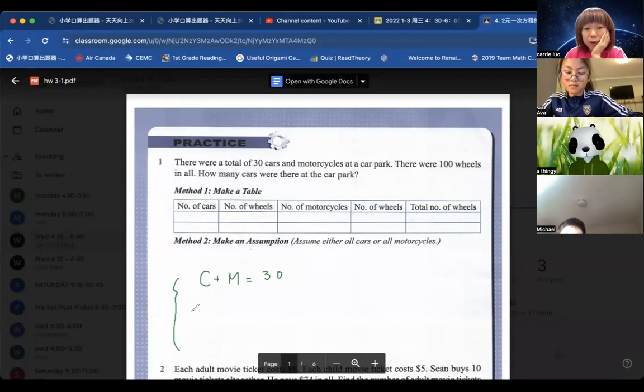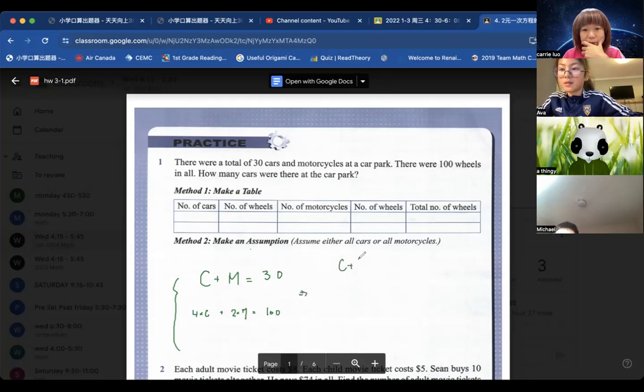So how many wheels does a car have? 4, right? So it's 4 times C. And how many wheels does a motorcycle have? 2, right? So 2 times M. So how many wheels altogether here? 100. Very good. So for this one, we have C plus M equals 30, and 4C plus 2M equals 100, right?